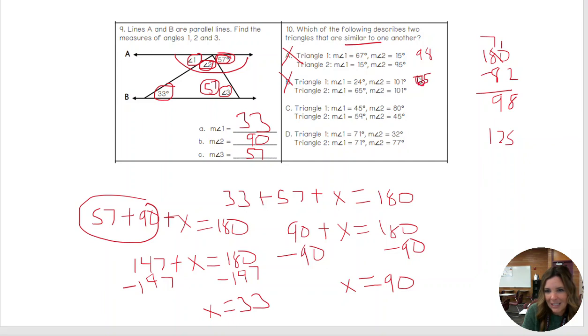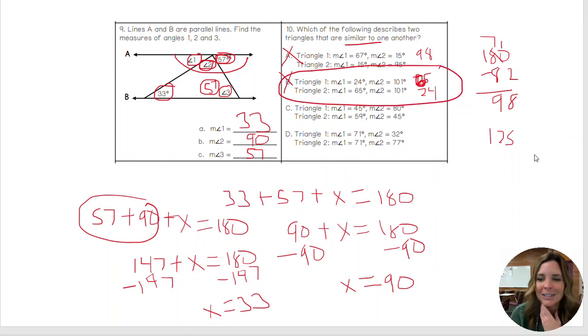Oh, I'm so sorry. I just made a big, huge mistake. This one should have been 65. And so you have a 65, and you have a 101, and you have a 24. This one would be 24. So these ones right here really are similar. I apologize about that, you guys. I just did a simple math error that sometimes happens to teachers too. So when you take 180 and minus the 125, you do get 65. So this one is the one that is similar triangles.